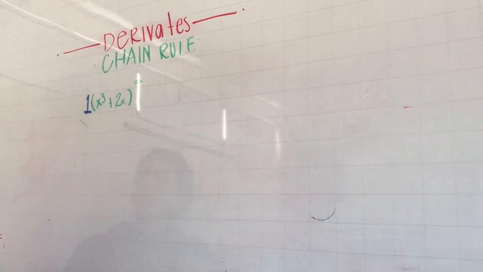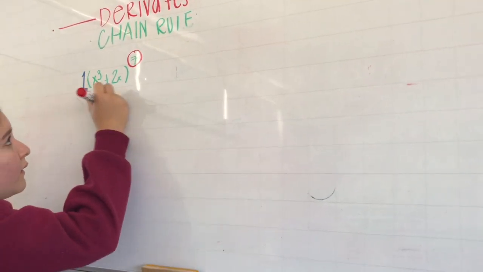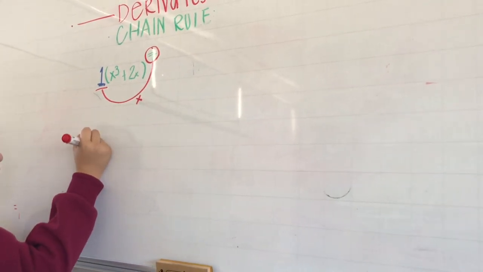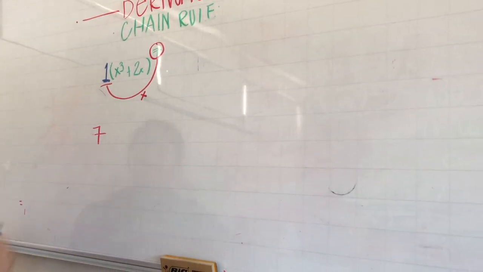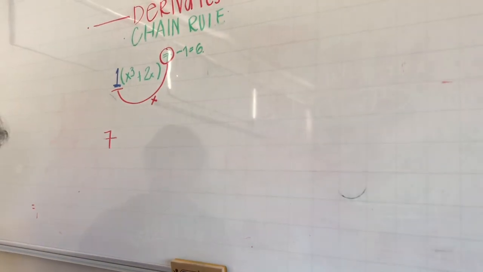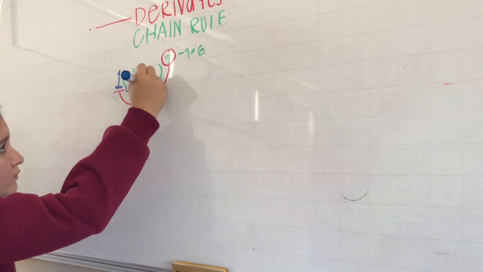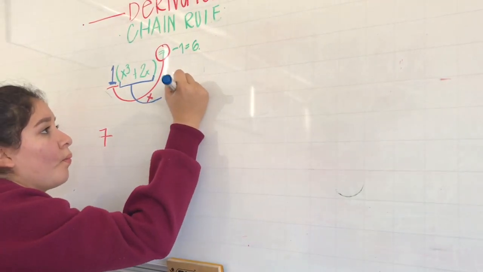This is a little bit of a confusing rule because you have a function inside another function. In this case we have x third plus 2x, and all that is to the 7th power. You have to see this as an onion or a matryoshka doll. You take what's outside and keep opening until you get to the center. So here our 7 is our outside number.